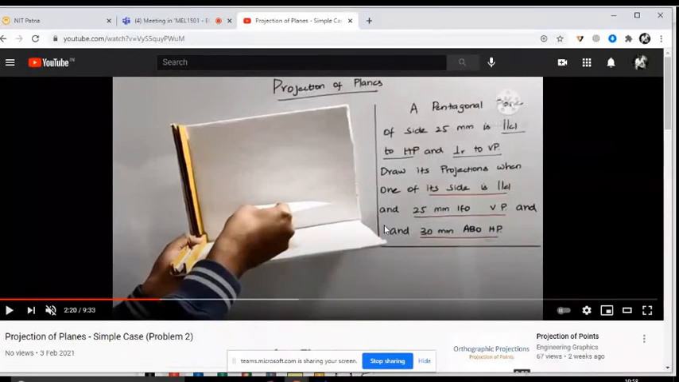So in that case, what you need to do is start with the view where the true shape is visible. In this problem, the true shape is visible in the top view, right? So you need to start with that.